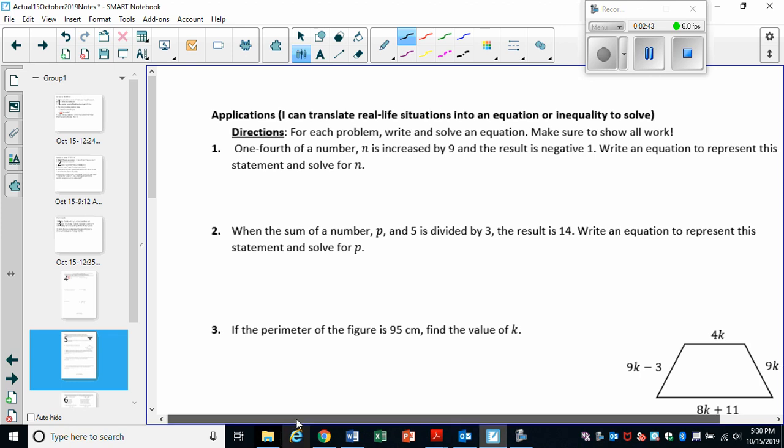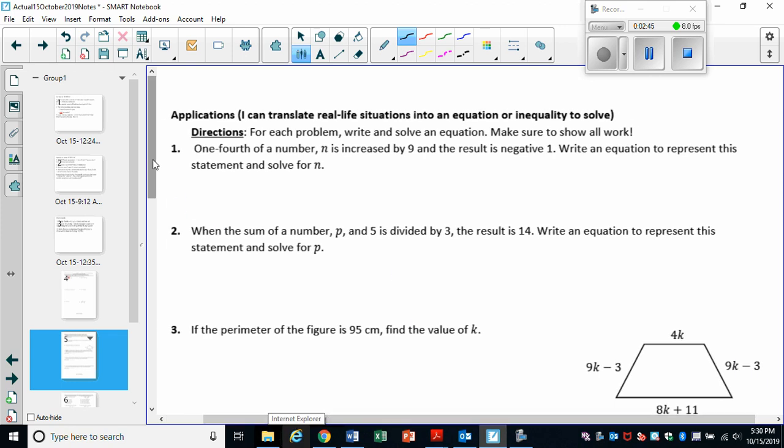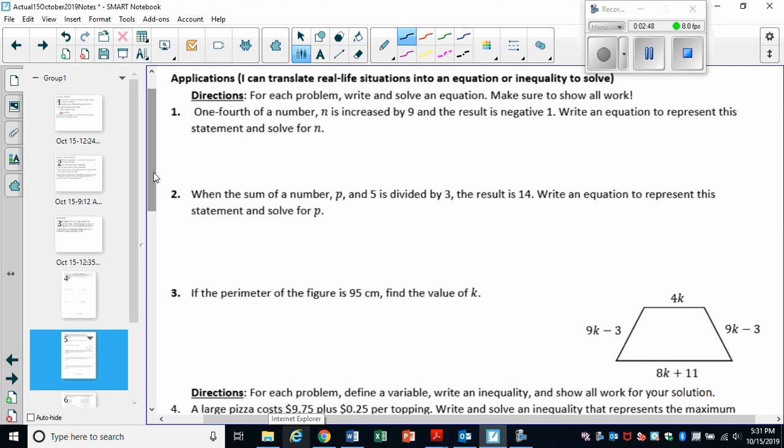Page 2. Word problems. I know we haven't seen this in a while. So 1 and 2, you're going to set up the equation given the written work. 3 is also a word problem. Here, perimeter, remember you add your 4 sides. Add your 4 sides and set equal to 95. And you solve for the variable.